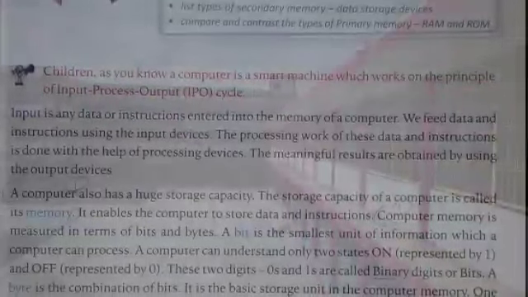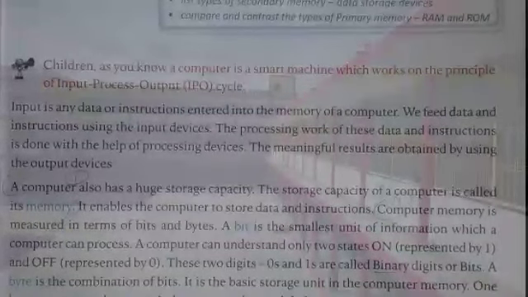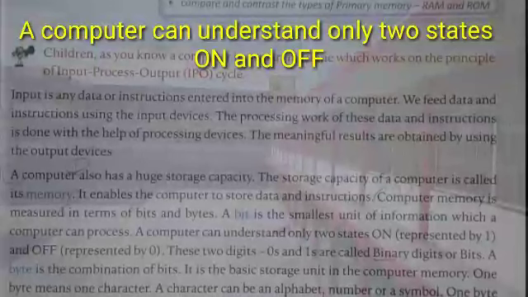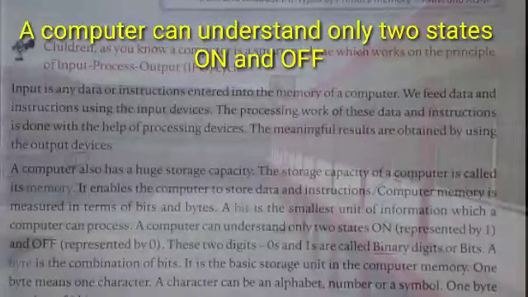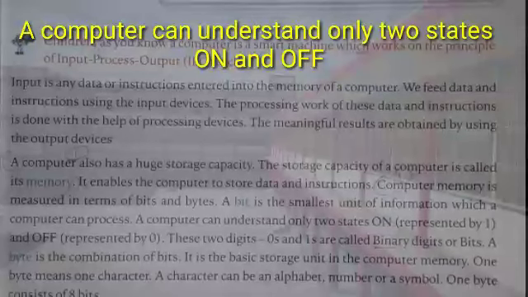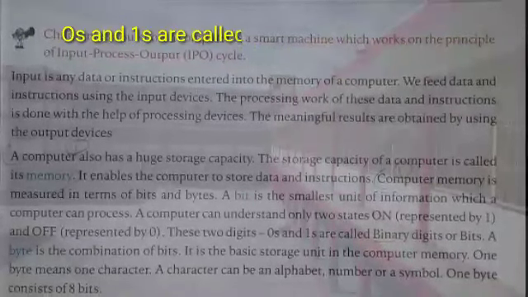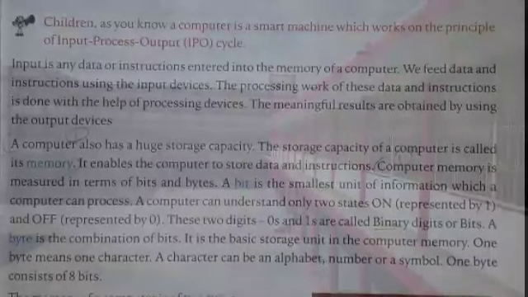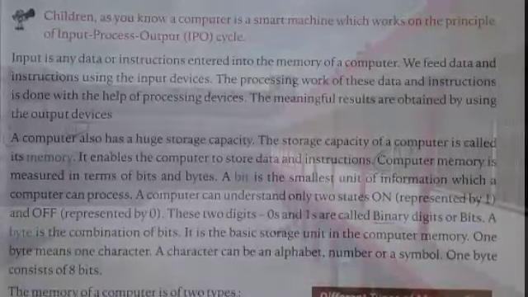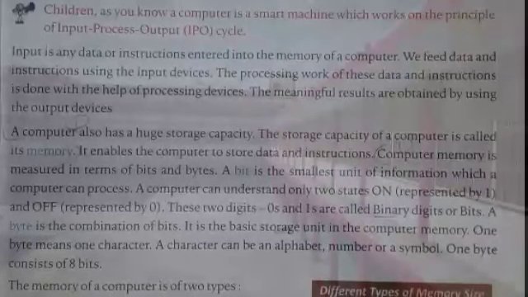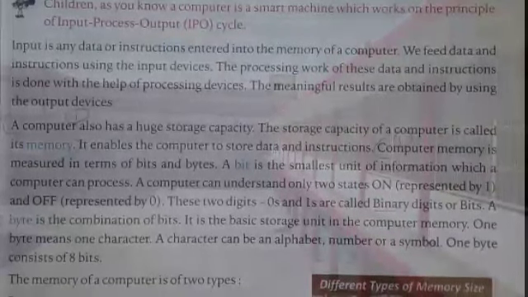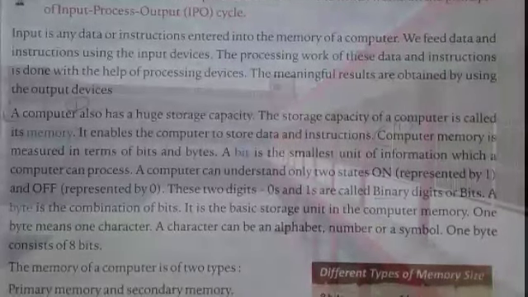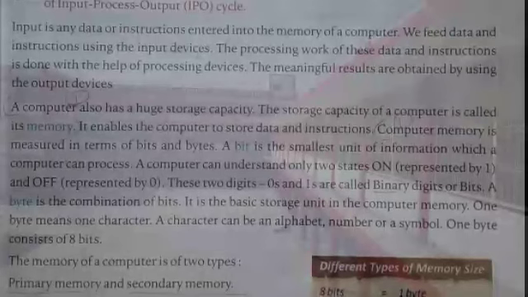A computer can understand only two states, on and off, represented by 0 and 1. These two digits, 0s and 1s, are called binary digits or bits. A byte is the combination of bits. It is the basic storage unit in the computer memory. One byte means one character. A character can be an alphabet, number, or a symbol. One byte consists of 8 bits.